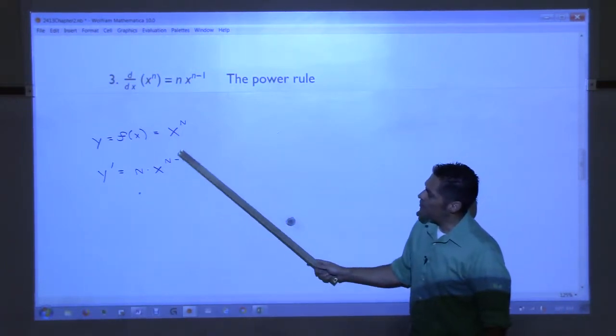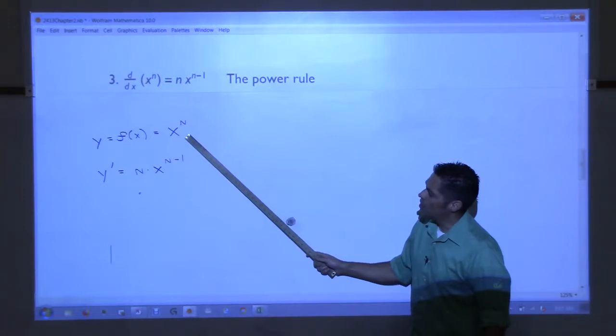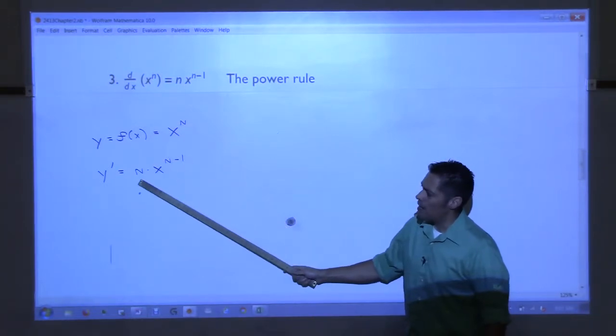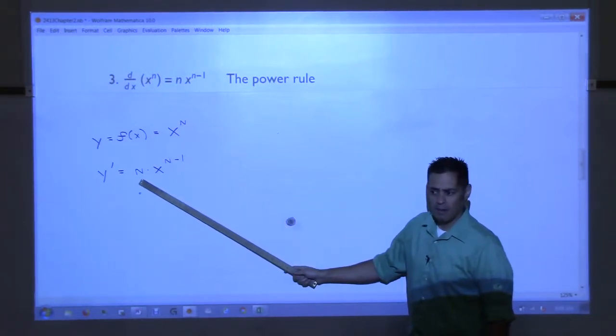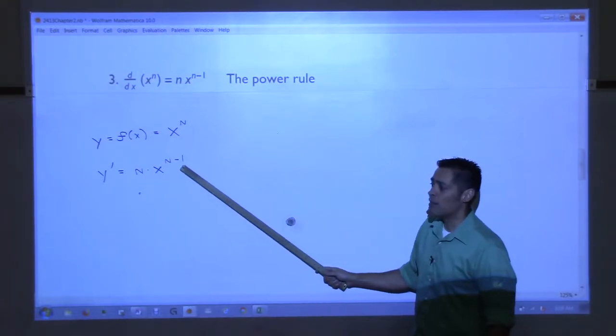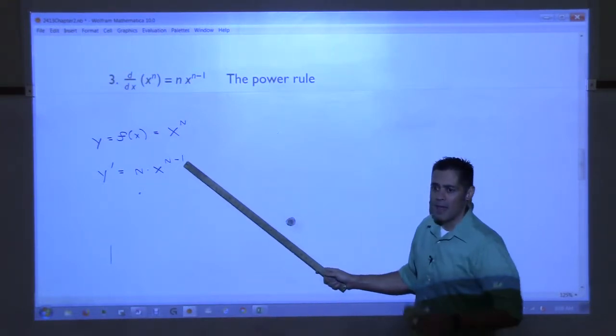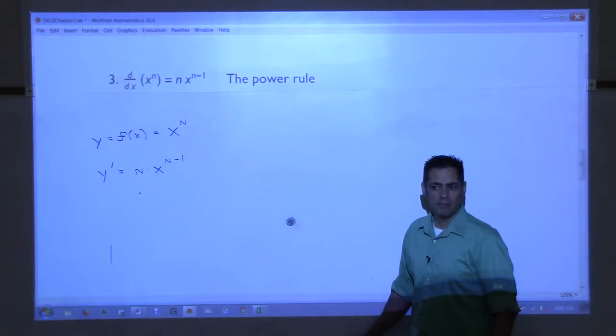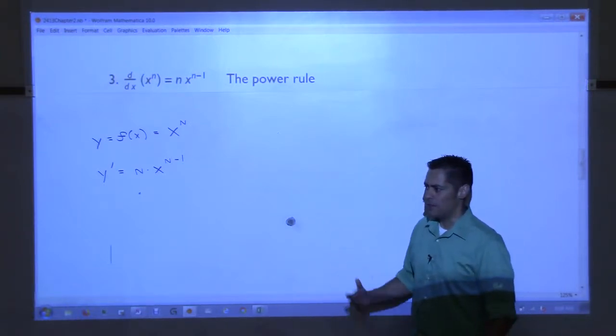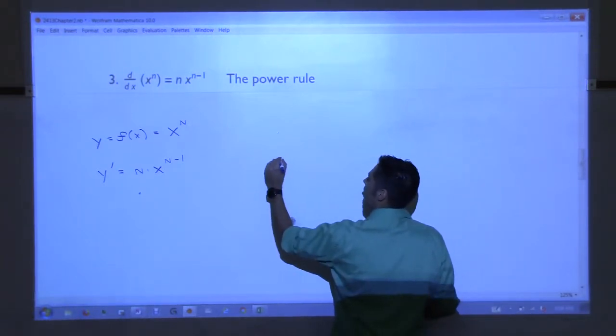To take the derivative of this power of x, you're going to drop the power down in front, right? And then you're going to subtract 1 from the power. And that answer is the derivative. It's that simple. So let me give you a specific example.